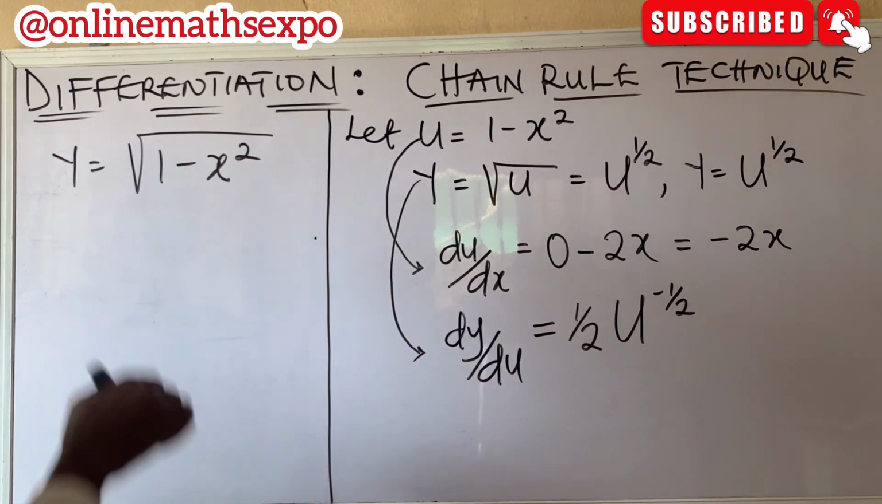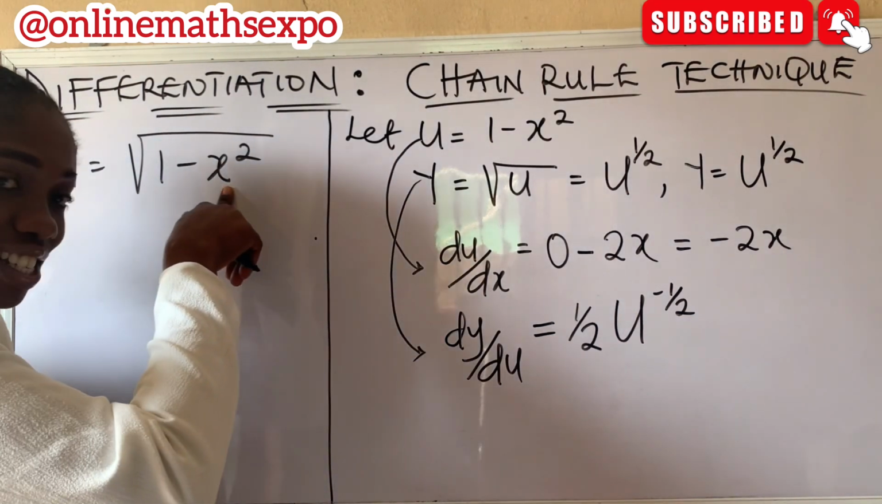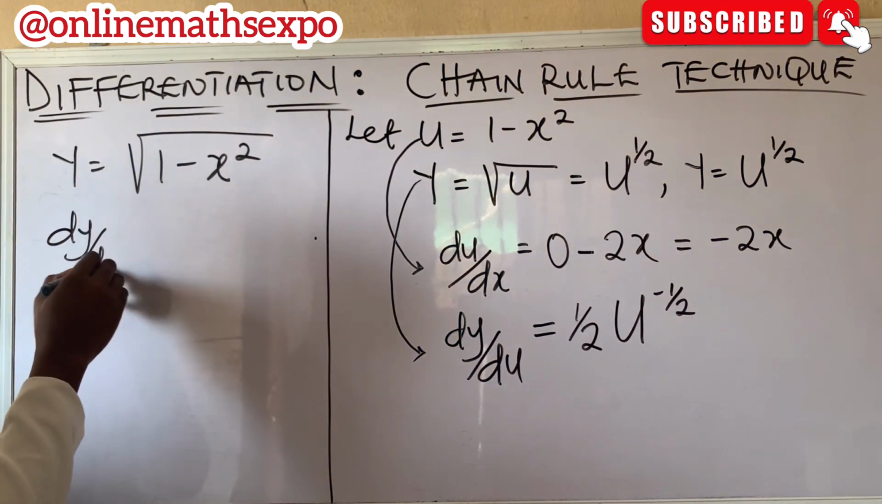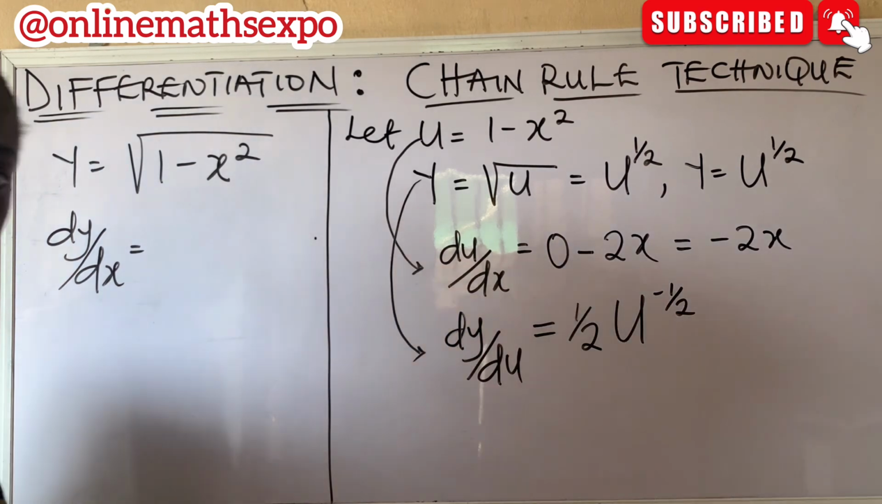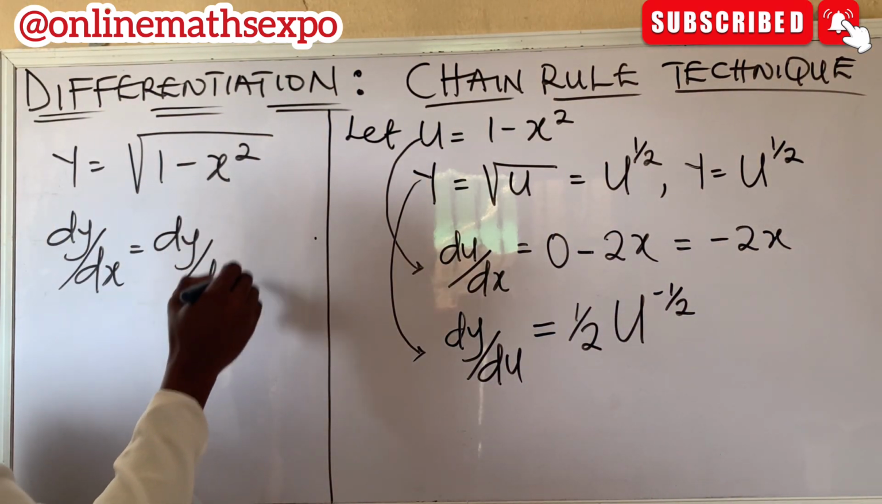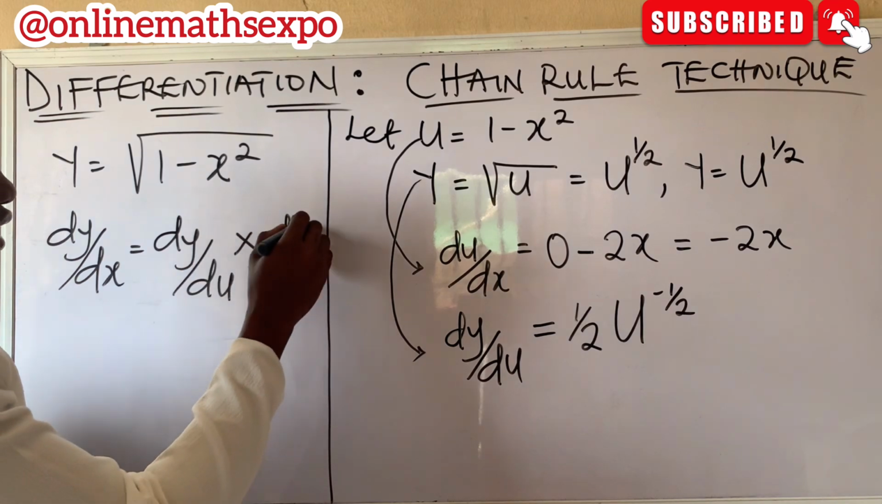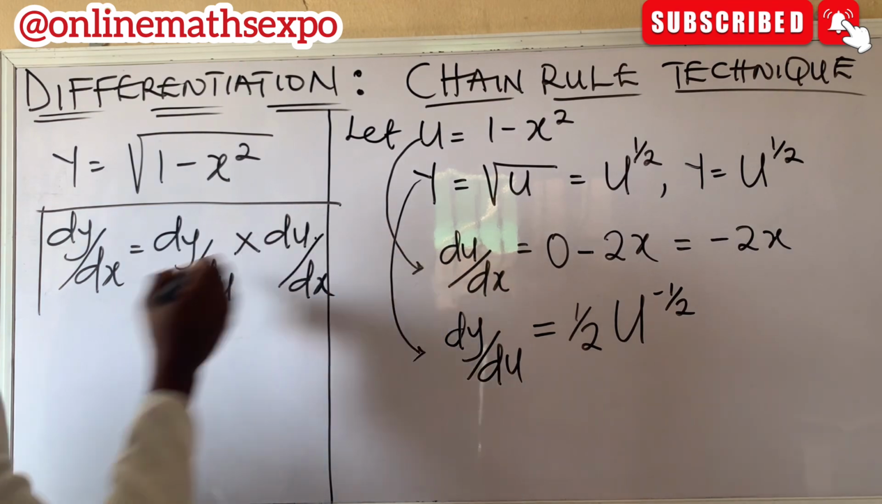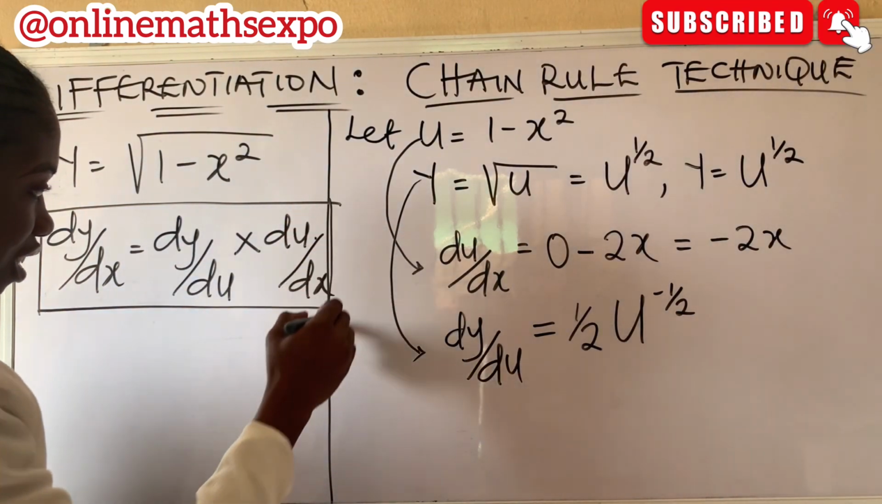I hope you know that. So it's a function of y and x. So according to your chain rule, dy dx is equal to, our chain rule technique says, dy du multiplied by du dx. So this is your chain rule. I hope that is noted.